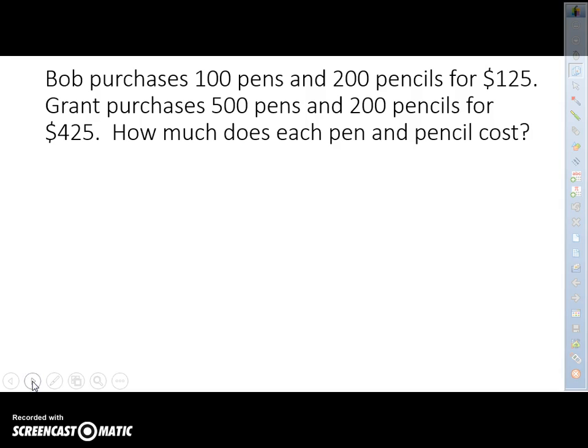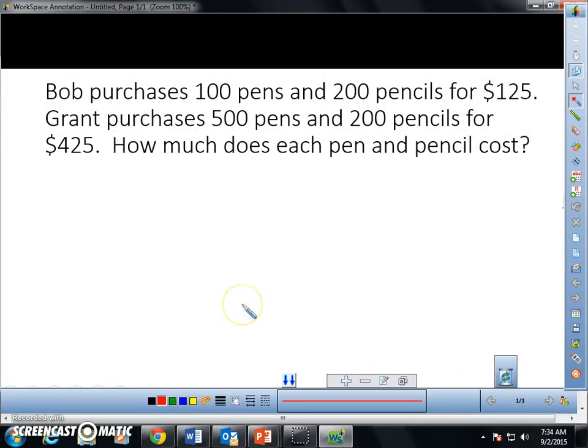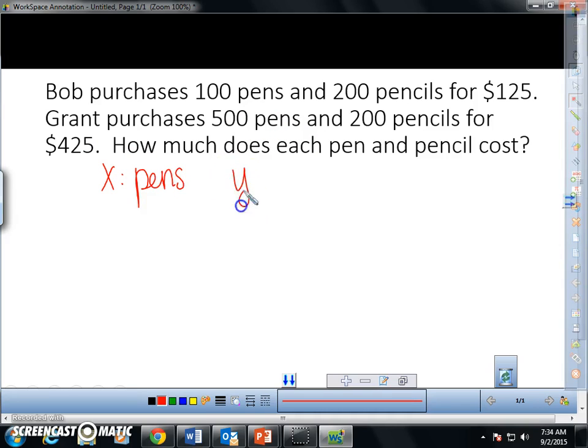For this first one, you have Bob purchases 100 pens and 200 pencils for $125. Grant purchases 500 pens and 200 pencils for $425. How much does each pen and pencil cost? So if we're looking at this, we're going to set up pens and pencils as our two different variables. So let's use X for pens and Y for pencils. You can use whatever variables that you would like.